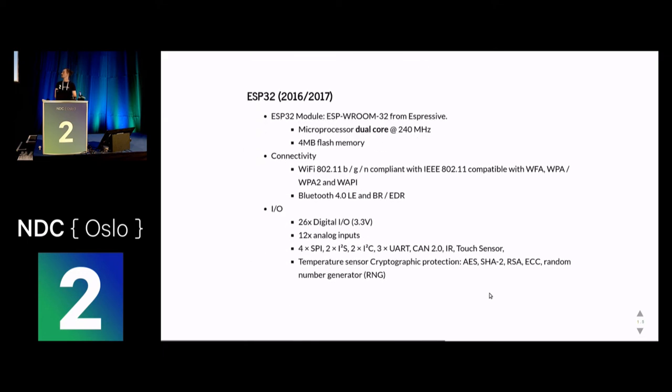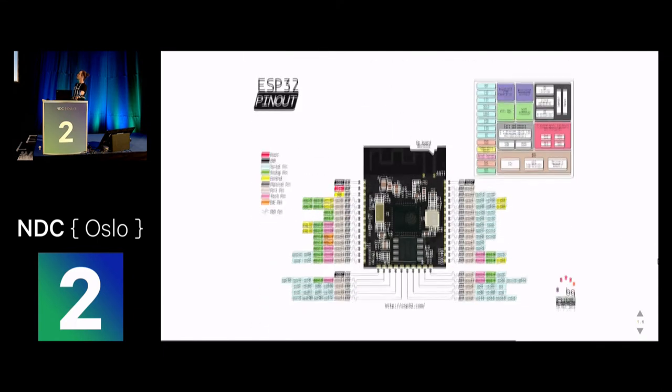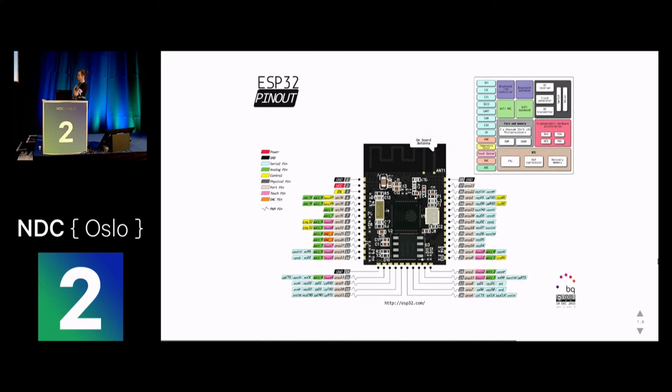Now, the next generation of microcontrollers from Espressif is called the ESP32. Now we're really talking. Now it's getting interesting. This has a dual core 240 megahertz microprocessor. It has 4 megabytes of flash. It has Wi-Fi and Bluetooth, which the ESP8266 did not have. And it has a ton of I/O pins. We're going to be looking at that particular microcontroller in the demo. So this is the pinout. One interesting feature is that it has a lot of touch pins, so you can use it directly as a touch sensor.